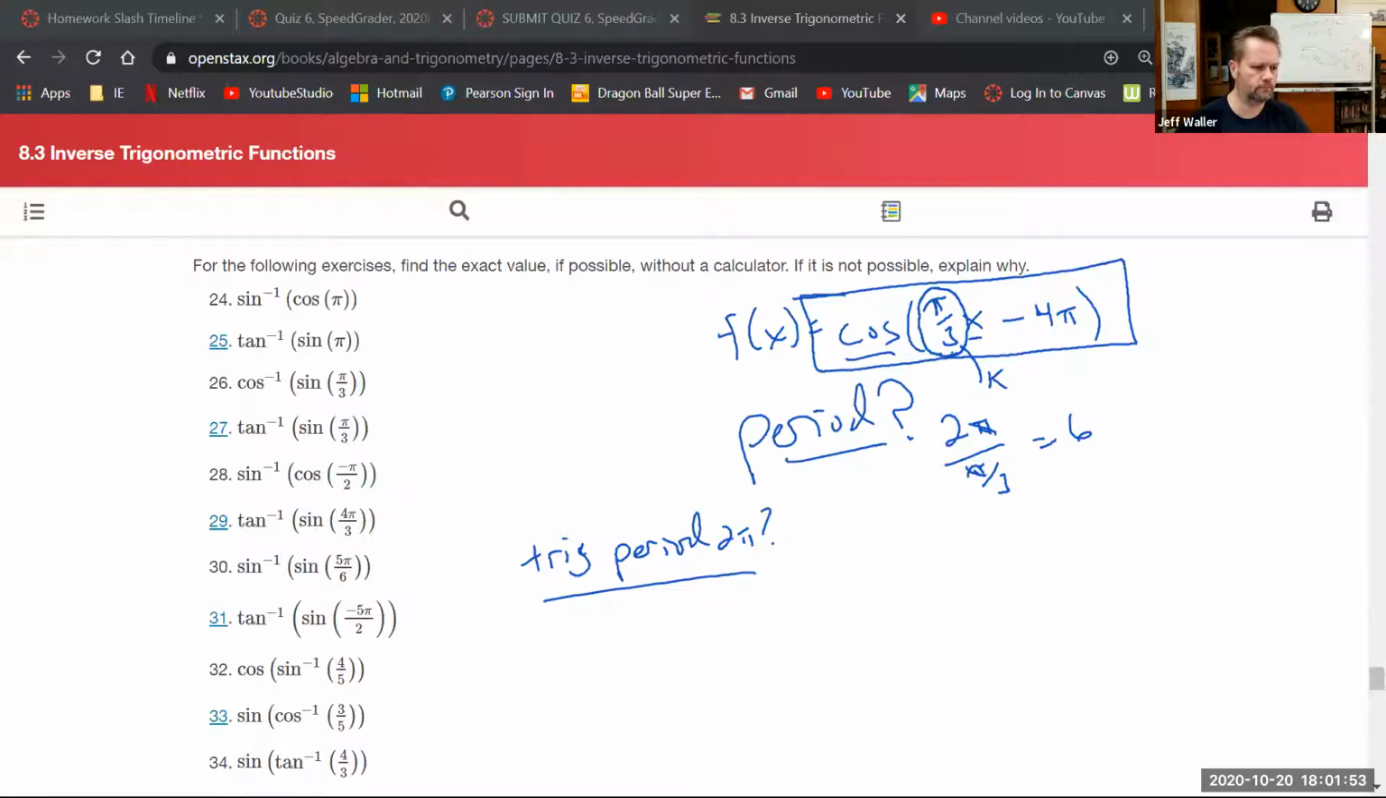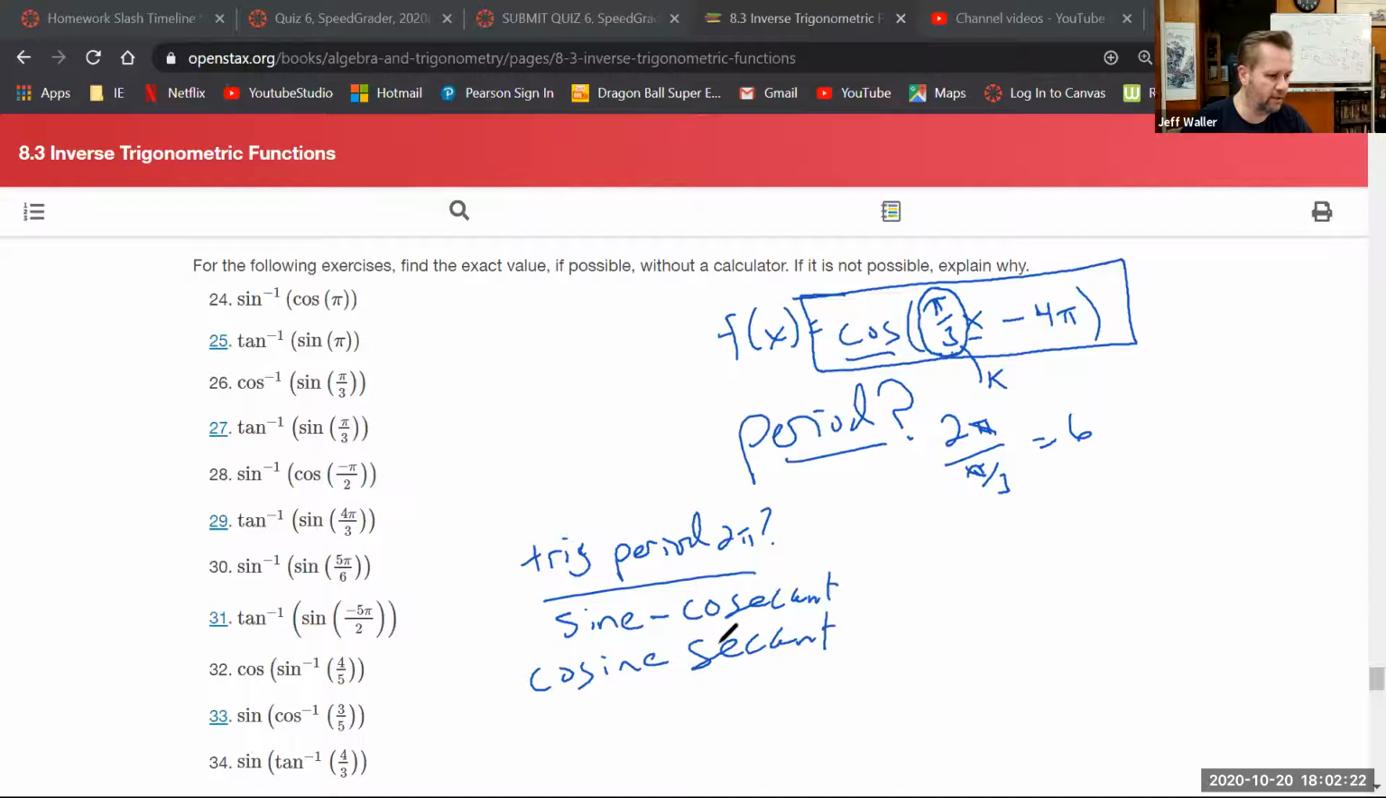Tangent, cotangent. That's the opposite. Oh, that's so pi. That's pi. Never mind, that's pi. So sine and cosine, all right, that's a good start. And then cosecant and secant, because those are basically the same thing.